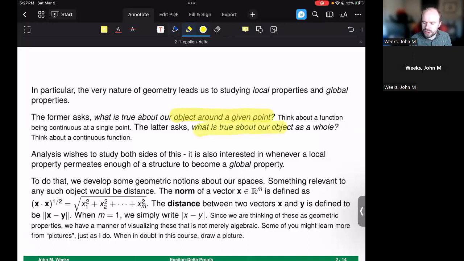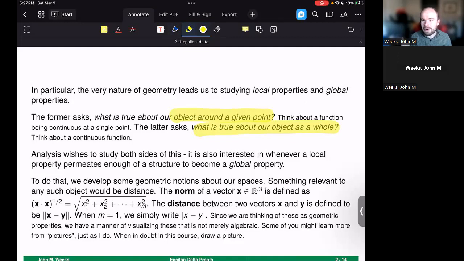Whereas the latter asks, what is true about an object as a whole? You may also be familiar with the definition of a continuous function. That's something about a function as a whole. It's actually a global property that comes from gluing a bunch of local properties together. That is our notion of what a global property might look like. But we want to study both sides. We want to see when a local property is present enough in a structure to become something about the object as a whole, a global property. For example, the small continuous points making a continuous function.